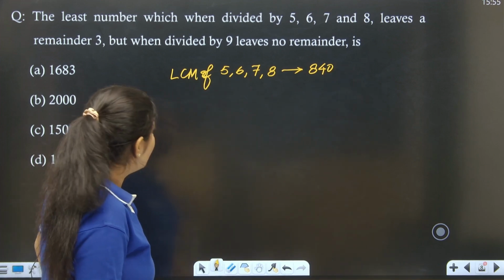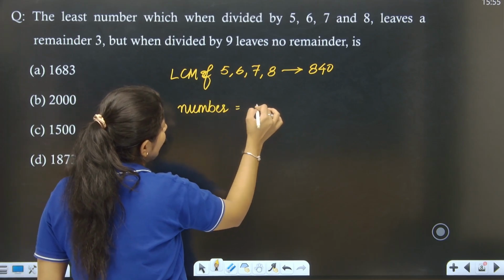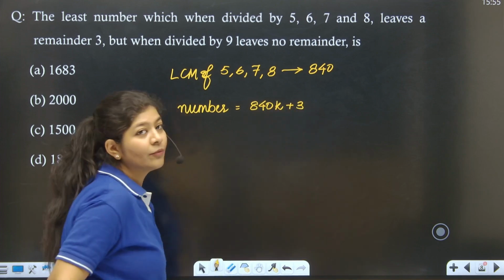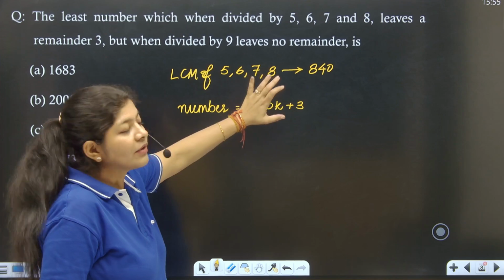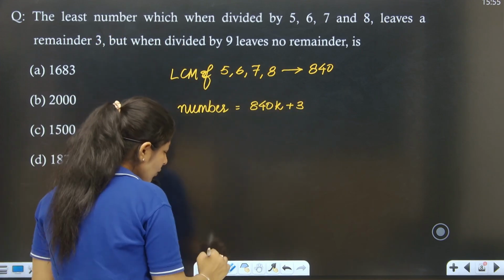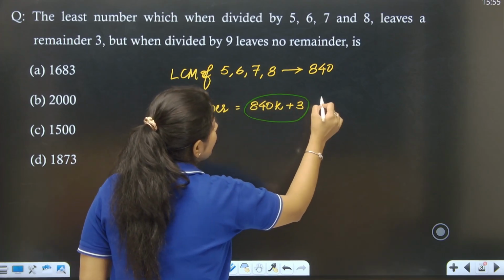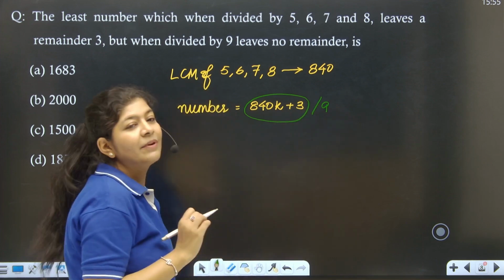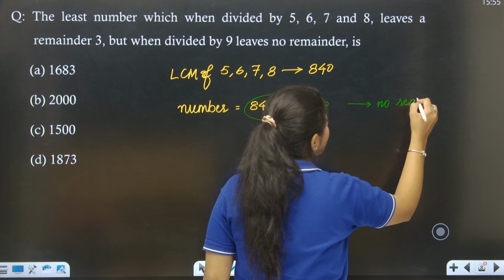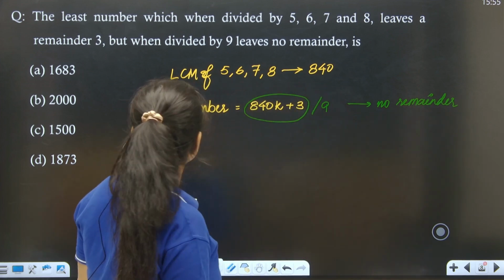Now if I want to write down the number, it should be in the pattern of 840k plus 3. Why am I writing 3 over here? Because whenever we divide this particular number, we get 3 as a remainder. But the question is saying that whenever I divide this number by 9, there is no remainder.